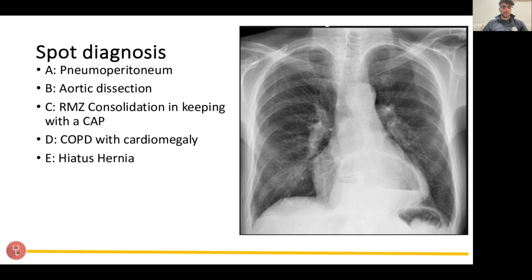And then here is a spot diagnosis for you on this SBA. We won't be on it for very long. So I'll give you 30 seconds to answer this one. I think there has to be a poll that comes up somewhere. There we go.